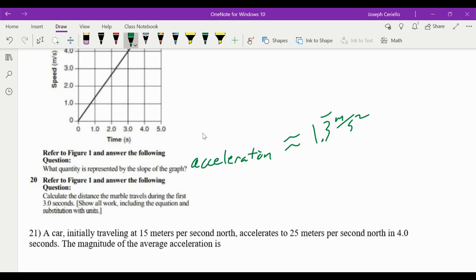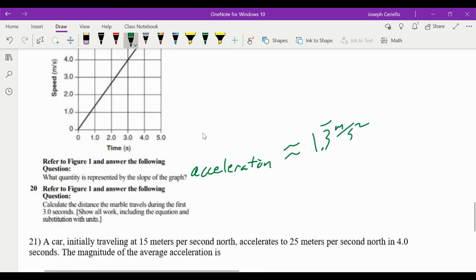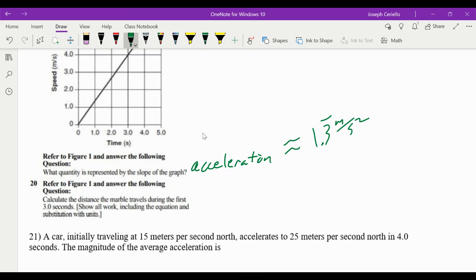Now number 20 says, calculate the distance the marble travels during the first 3 seconds. I'll work including equation substitution with units. There's a few different ways to do this. You can use equations here. You could use the equation d equals v initial times time plus 1/2 at squared. A few reasons why I don't like doing that one. Yes, you know it's 3 seconds.